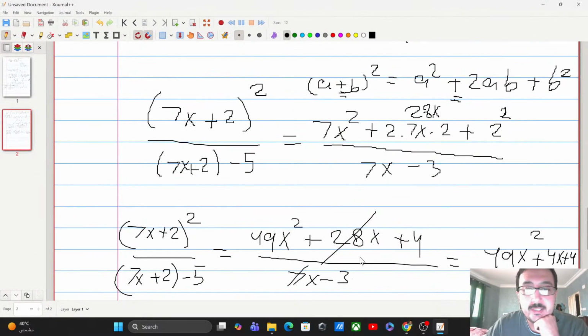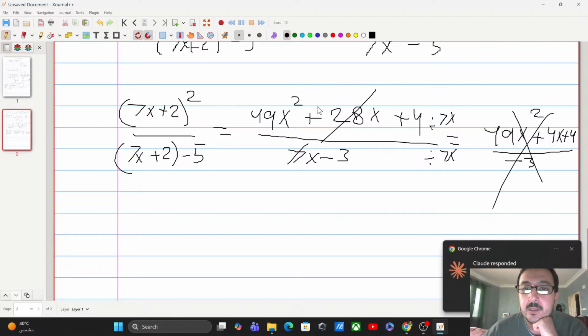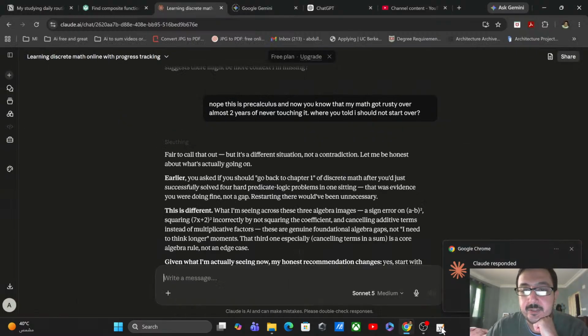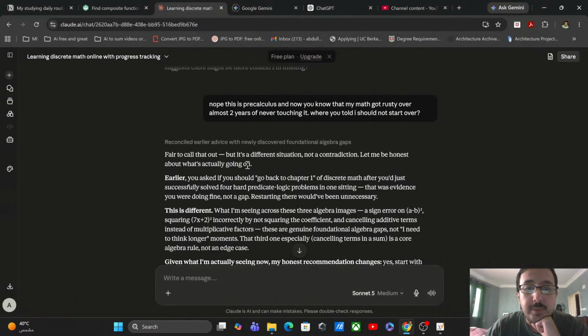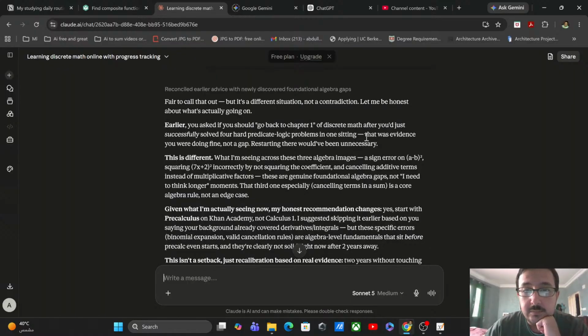Okay, so what he says is, yep, you can't actually divide by 7x here and divide by 7x here because it's not a multiplication, so it's wrong. And the answer still remains. Fair to call that out, but it's a different situation, not a contradiction. Let me be honest about what's actually going on. Earlier you asked if I should skip it, after you had just successfully written predicate logic problems in one sitting. As evidence, you are doing fine, not a gap. Restarting would have been unnecessary.